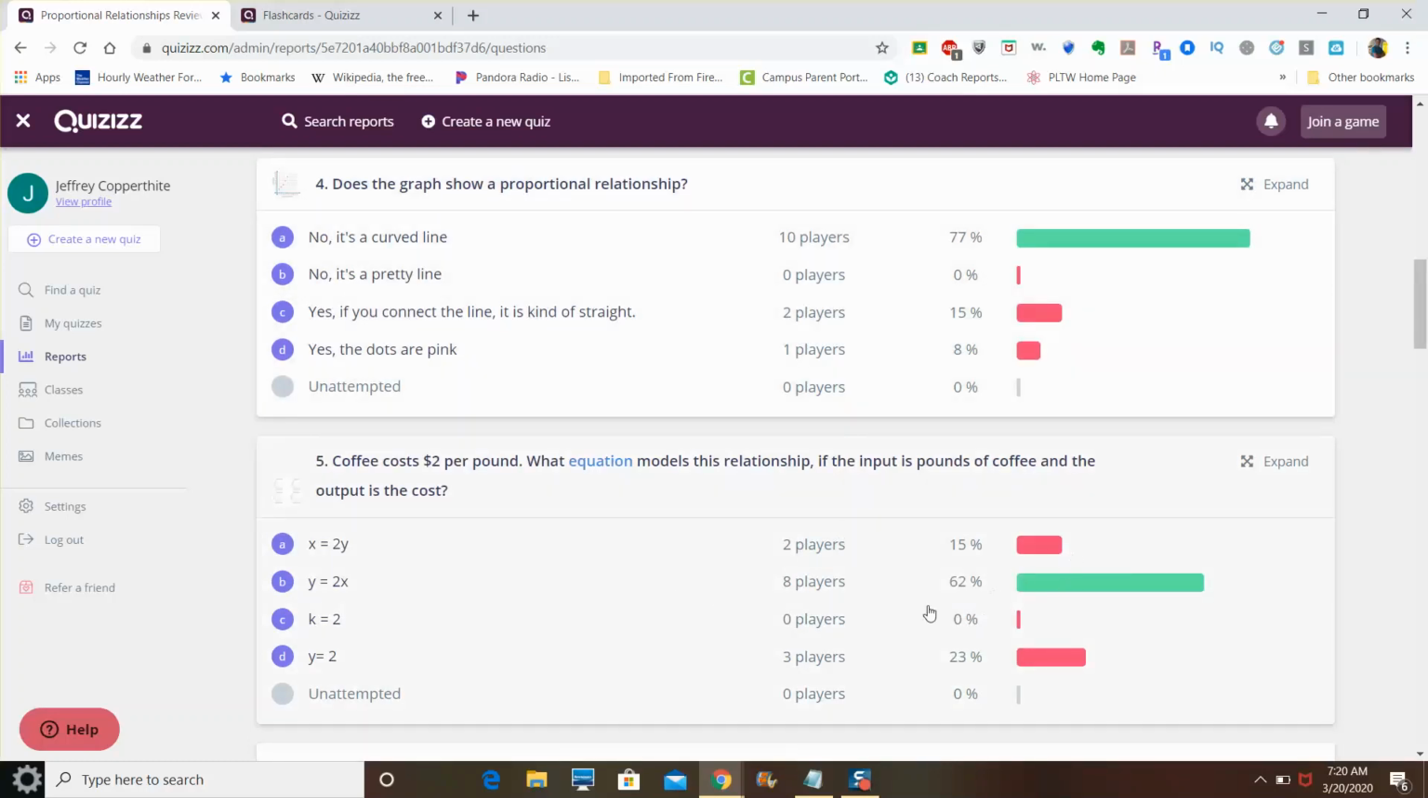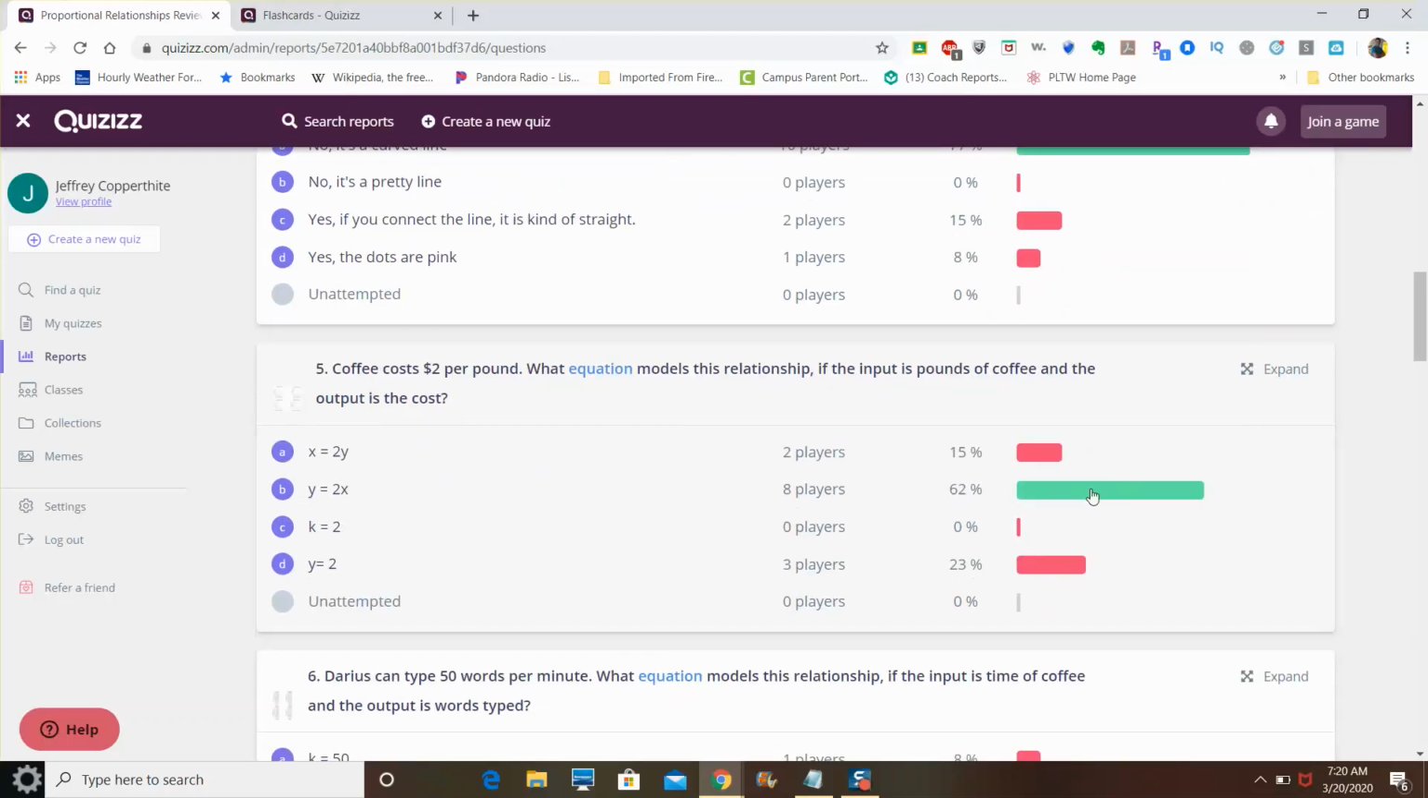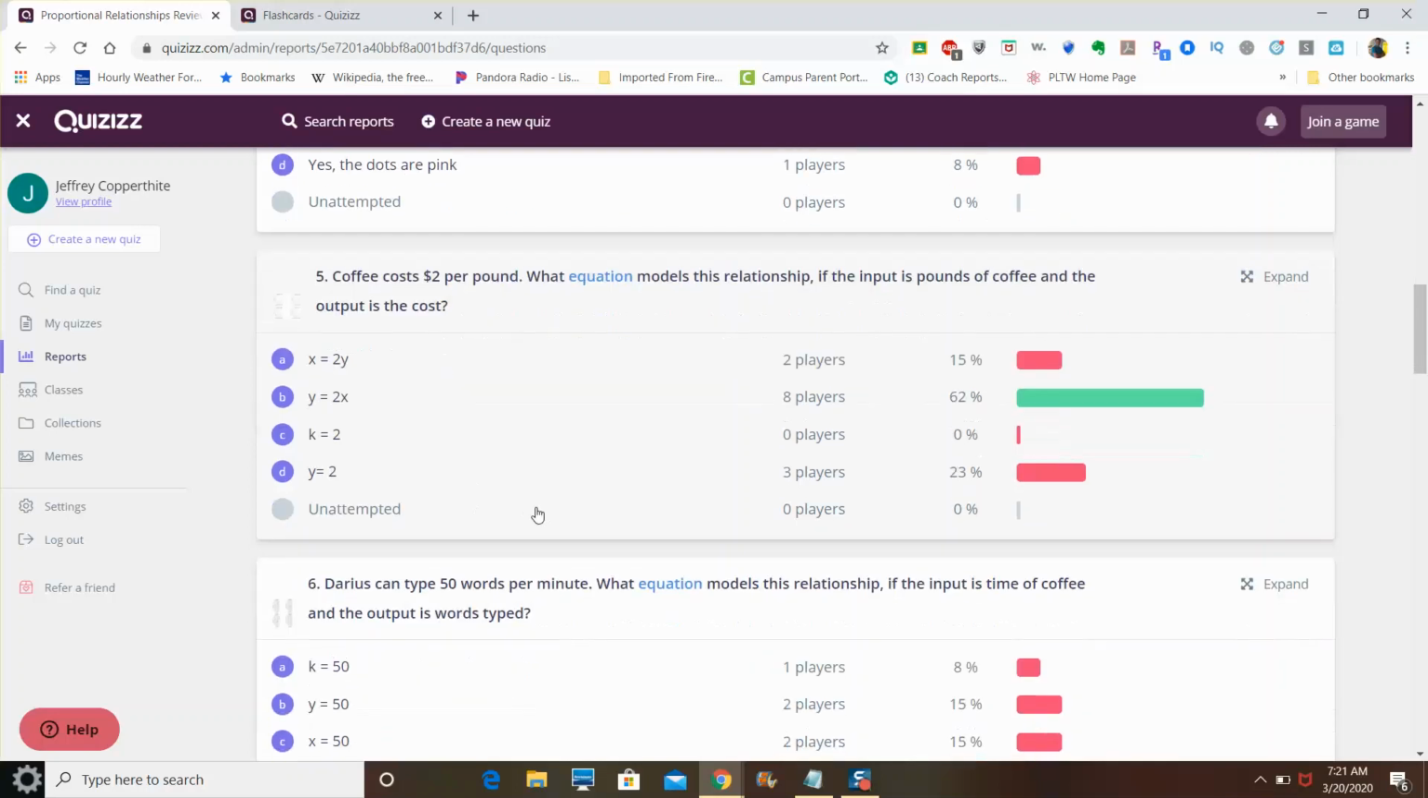Which equation models this? Let's take a look at these answer choices here. So y equals 2x is the correct answer. 3 of you had said y equals 2, but remember that if it was y equals 2, that means no matter what x is, y is going to be 2. That doesn't make sense in the context of the problem. There needs to be something that would change the output value for y, and that's why y equals 2x is the correct answer. 2 of you had said x equals 2y. Just remember that when we think of proportional relationship formats, the y is going to be the one by itself, not x. So y equals 2x would be the correct answer there.